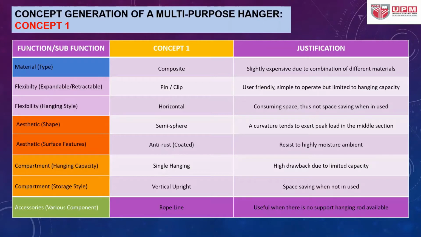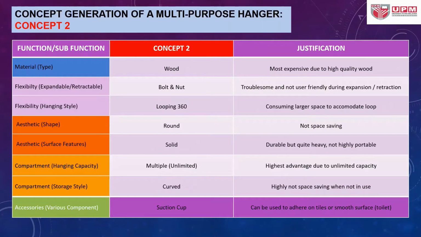Let's go to the concept number 2. The elements of the subfunction in concept number 2 are wood, bolt and nuts, looping 360, round, solid, multiple unlimited hanging capacity, curve, and suction cup. The justifications for this concept number 2, the disadvantage of wood, most expensive due to high quality of wood. Bolt and nut, they also give you disadvantage, troublesome and not user-friendly.